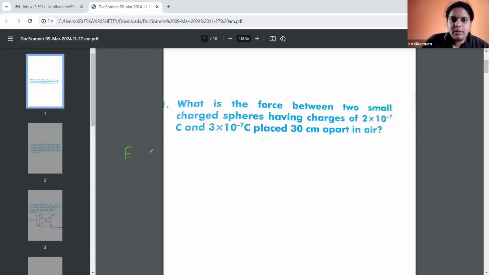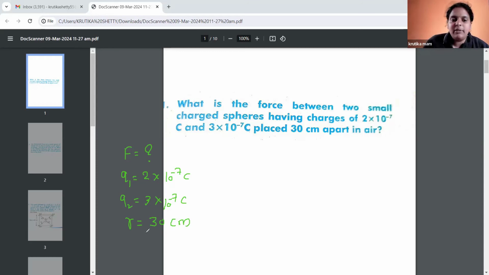What is the force between the two small charged spheres having the charges Q1 is equal to 2 into 10 raised to minus 7 coulomb and Q2 is equal to 3 into 10 raised to minus 7 coulomb, which is placed at 30 centimeter apart? Okay. So you can also try this one because it is simple.